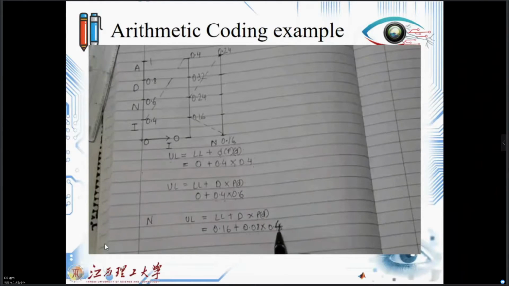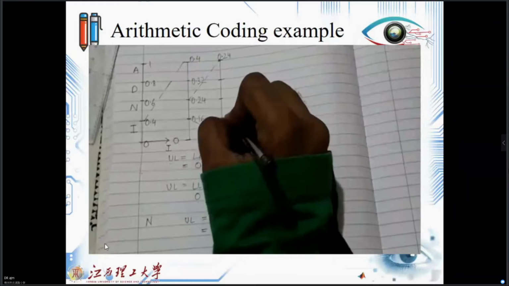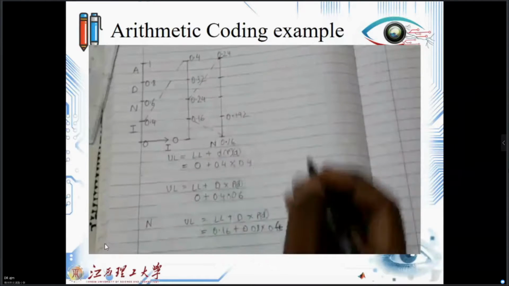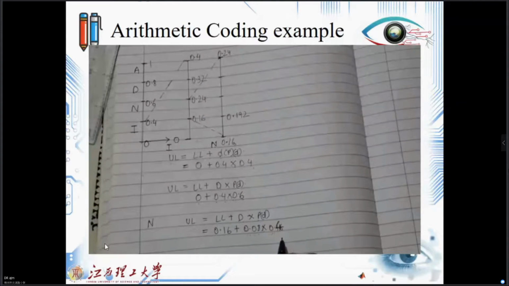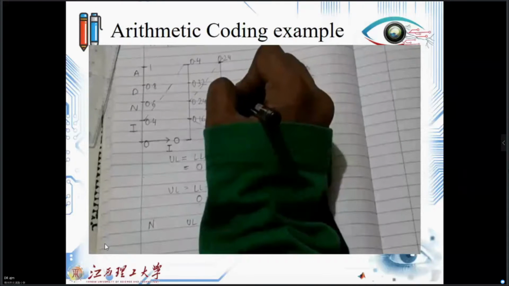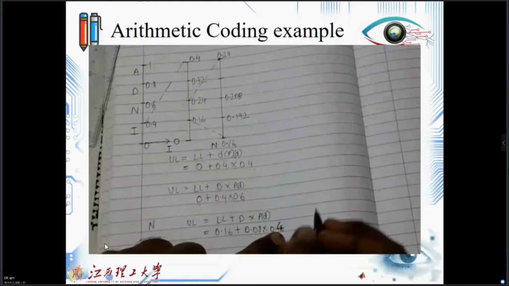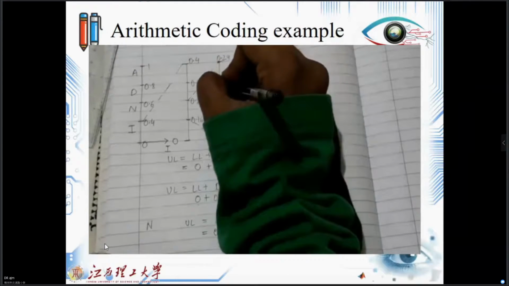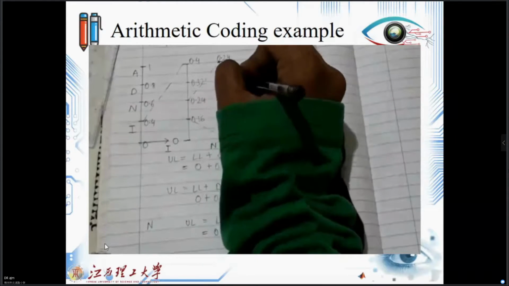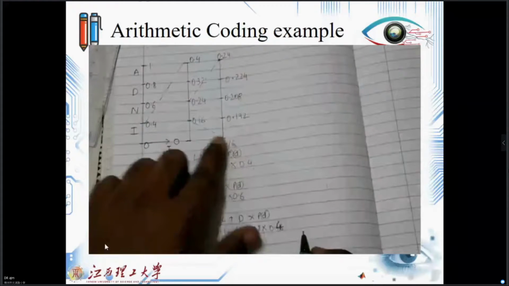Then for the I, you can now calculate and put the value there. Yes, 0.192 is the calculation for this part. Again, we will continue with the lower limit, difference, and probability, and it becomes 0.2, 0.8. And again, lower value, difference, and multiply by probability, it becomes 0.224.